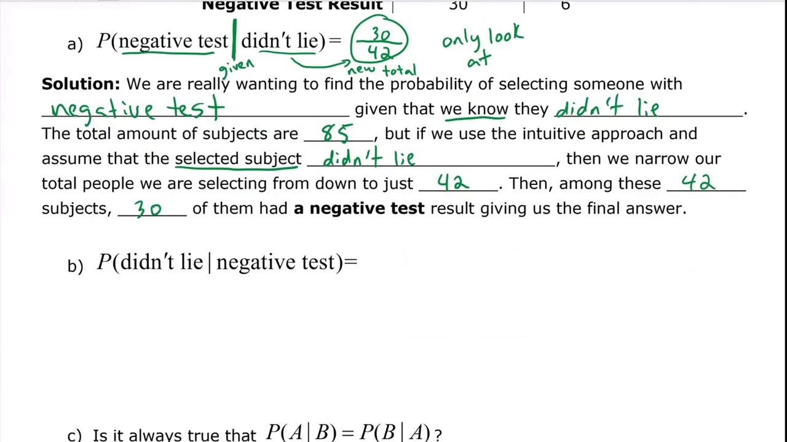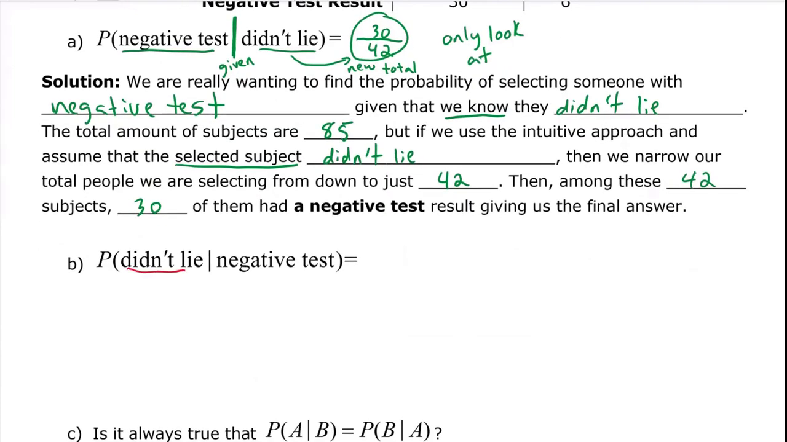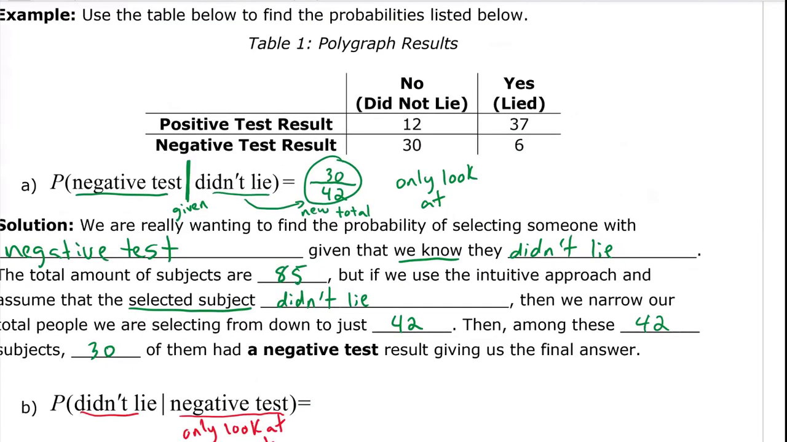So what we want is didn't lie given negative test. So if we're given that they had a negative test, we're only going to look at negative test people. So what I do is I cross out everything that is not negative test, because that is going to be my new denominator right there. So I go to anything that's not negative test and cross it out, or cover it up with your hand, whatever you need to do.